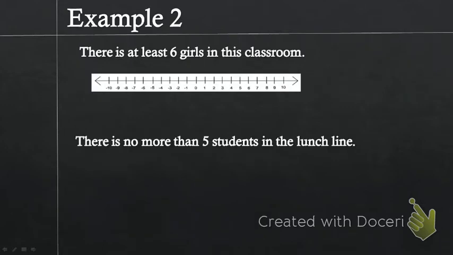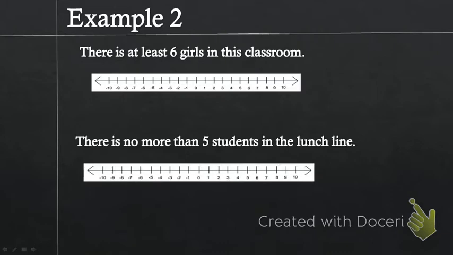Okay, there's at least 6 girls in the classroom. So here there's at least 6, meaning you can have more than 6 because it says the least amount of girls is 6. Here's our x. So we need a greater than symbol because it says at the least there's 6 girls. So there could be more girls. So I'm going to have a circle at 6, and I'm going to shade to my right.